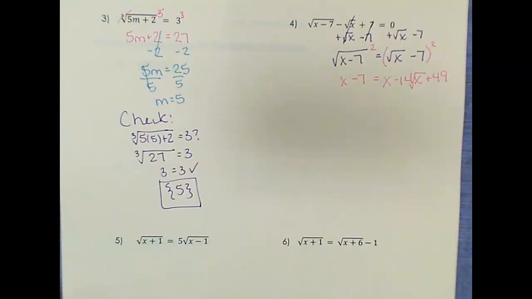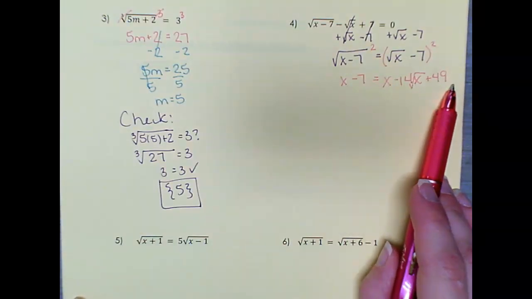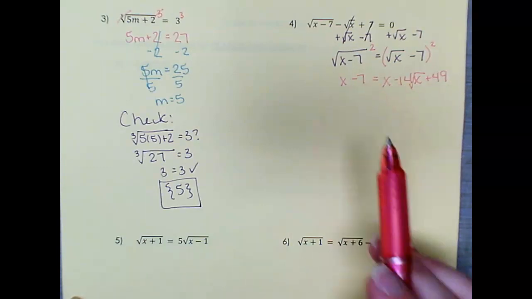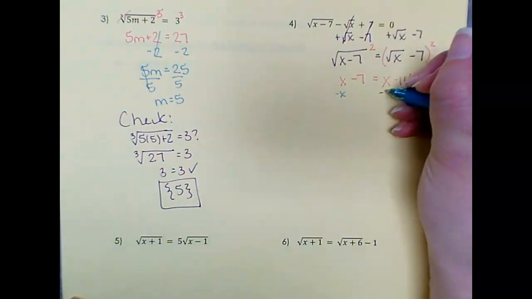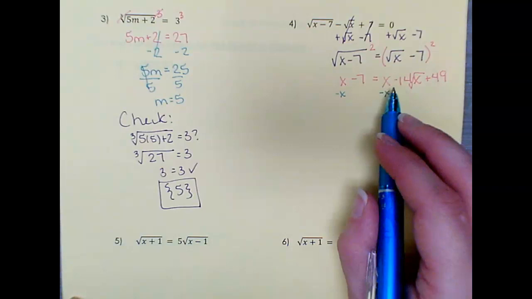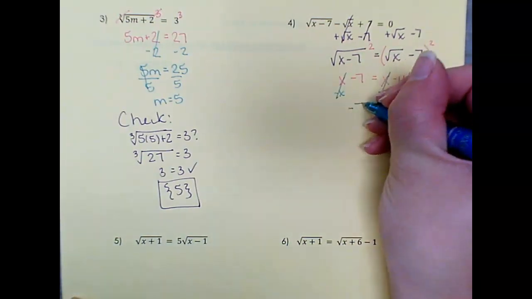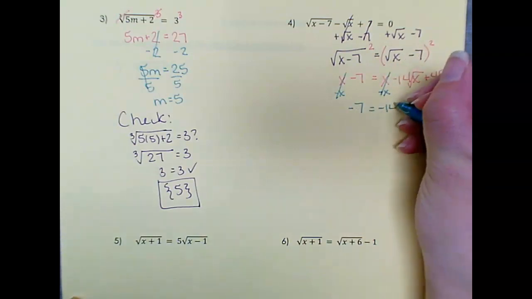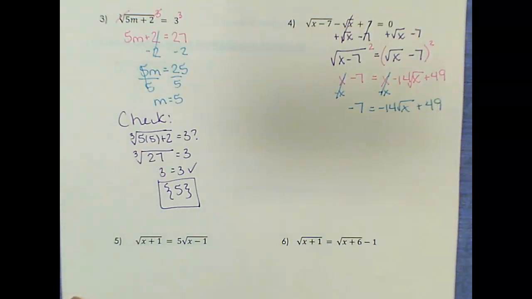All right, so now we have something that looks a little bit more manageable. It looks kind of ugly because it's got a lot going on in it. However, I feel like we could definitely get this taken care of. I noticed that there's an x here and an x here, so if I start to solve and try to get the x's together, these are both going to go away, right? So we'll have negative 7 equals negative 14 square root of x plus 49, which is kind of nice because then there's only one variable.